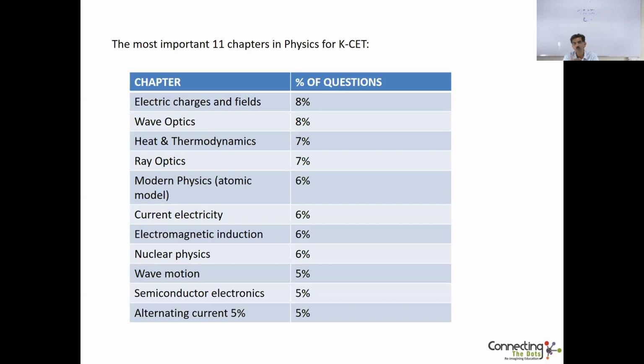Over the last few years, when you analyze the question papers of CET, you will see that these chapters have had a higher number of questions. So electric charges and fields and wave optics have as many as 8% of the questions coming from those chapters. And the remaining chapters have been listed here as well. So these 11 chapters account for almost 70% of the questions in physics CET.